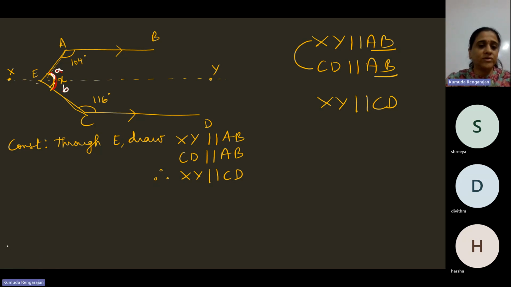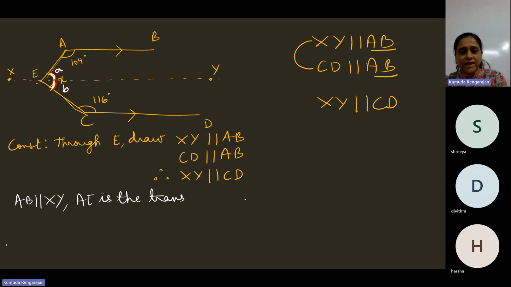This one is A, this one is B. The whole thing is X. So X is equal to A plus B. We have to find X. Now, is AB parallel to XY? Which is the transversal? AB is parallel to XY. AE is the transversal.